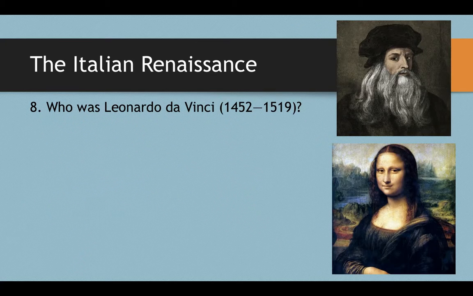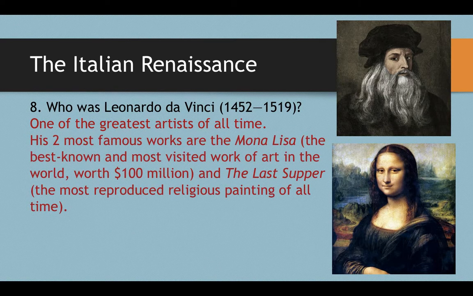Now we get to Leonardo da Vinci. We heard a really good presentation about Leonardo da Vinci a few days ago in class. A little bit more about him. He was one of the greatest artists of all time. A lot of you guys probably already know that. His two most famous works are the Mona Lisa, which you see right there, probably the best known work of art in the world, and also objectively the most visited work of art in the entire world.